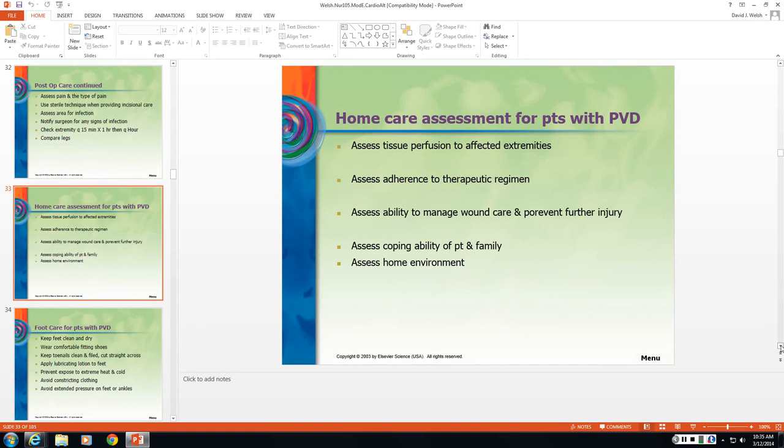You also want to assess whether they need help. Do they need home health coming out and helping them with that? You're going to assess their coping ability and their family's. So how well are they coping with this? Do they understand the disease? Do they understand all the effects that it has and all the things that need to be done? And you're going to assess their home environment.